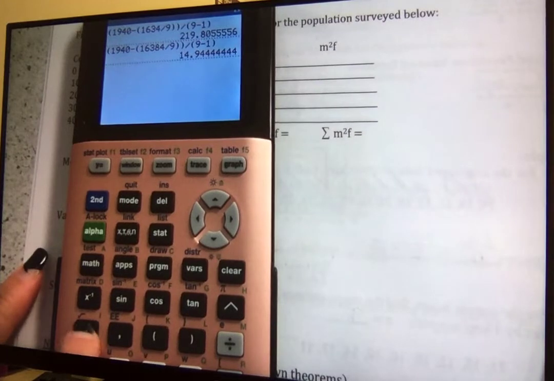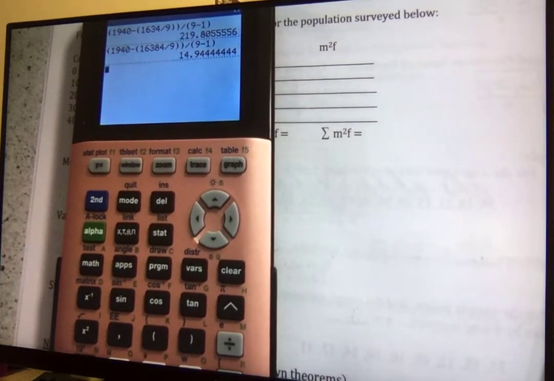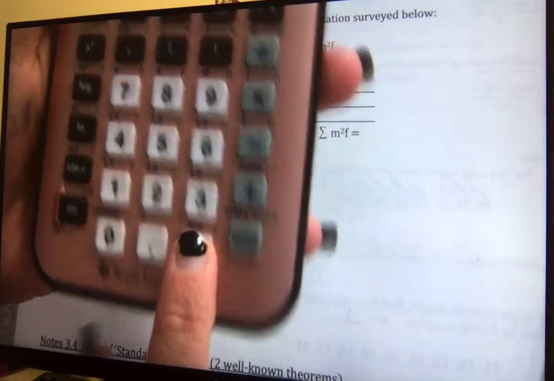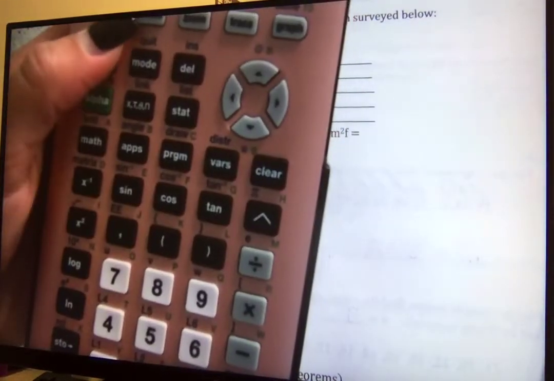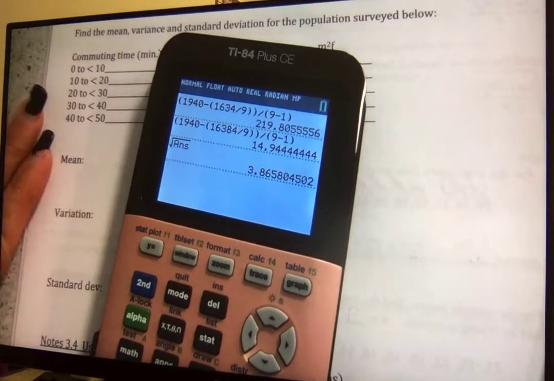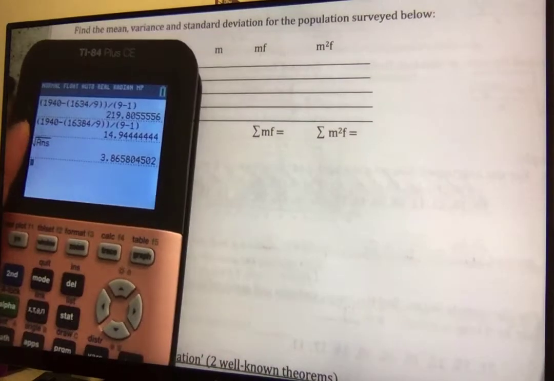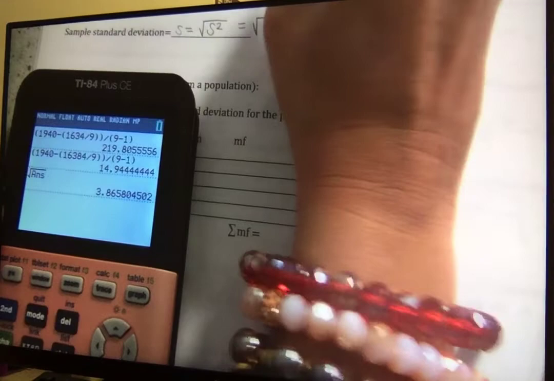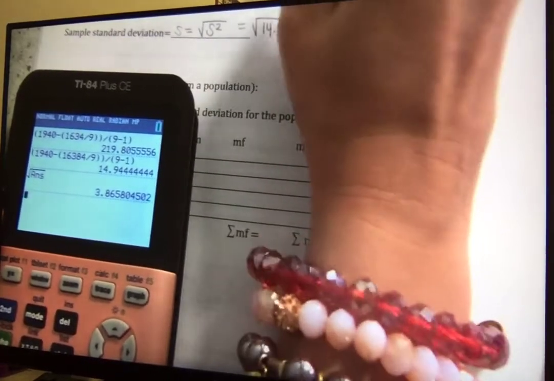The square root is right here above x squared. It's in blue, so I need to hit my second button first, which will give me all my blue keys. So second, x squared will give me my square root. I want the square root of that answer. If you see above the negative sign, it says answer in blue. So I need to hit second and then the negative symbol, taking the square root of my answer. Press enter, and that will give us a more exact number, which will be 3.87.